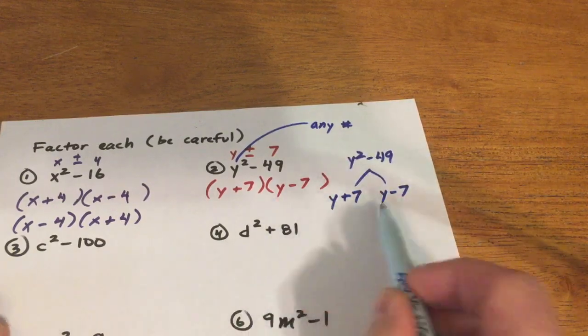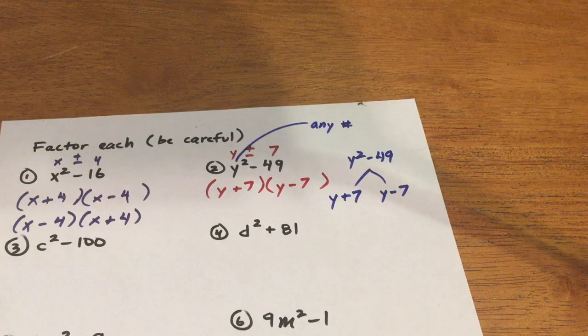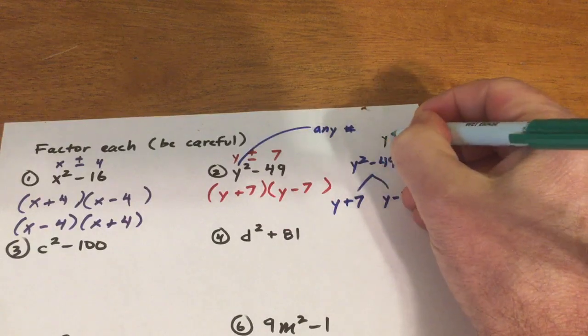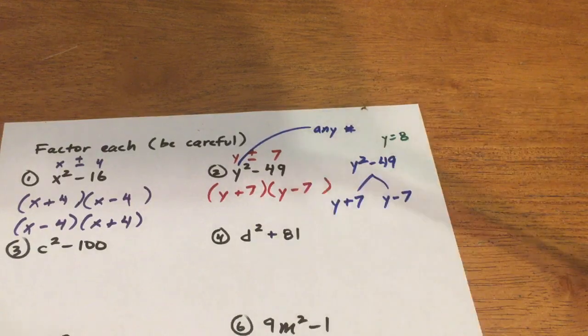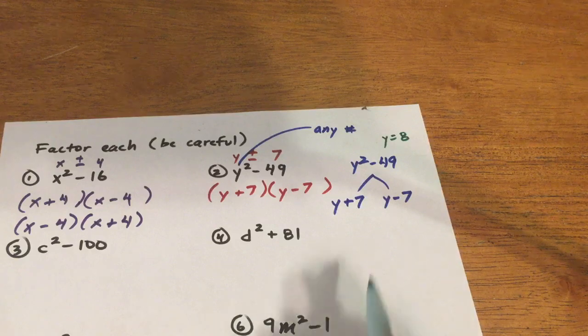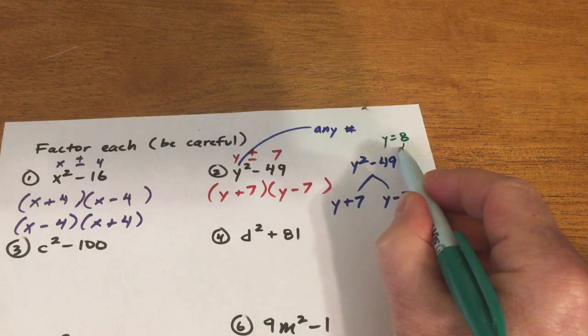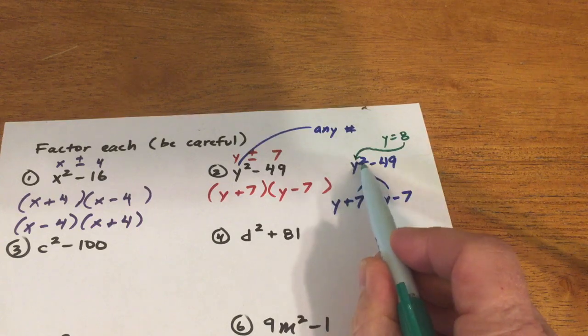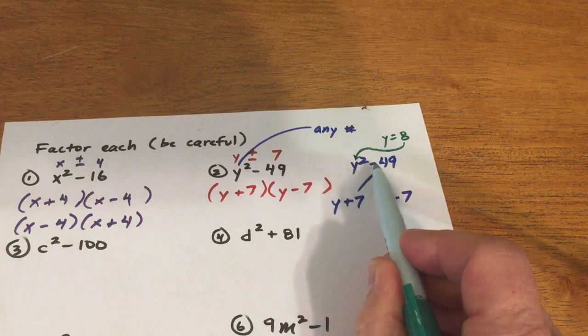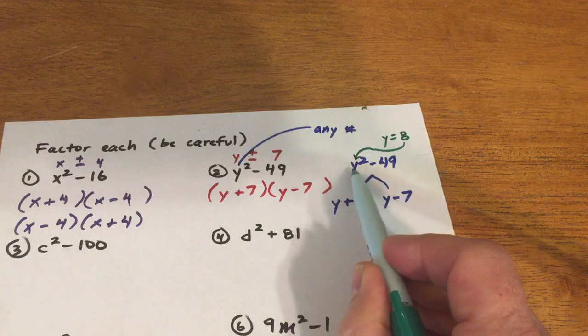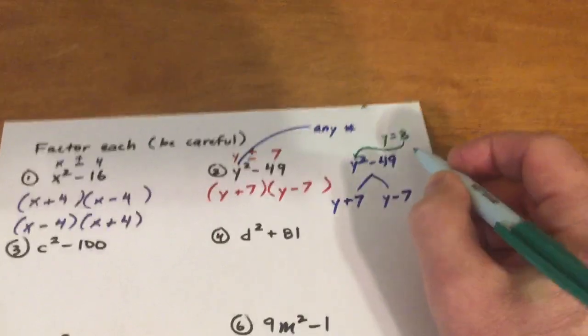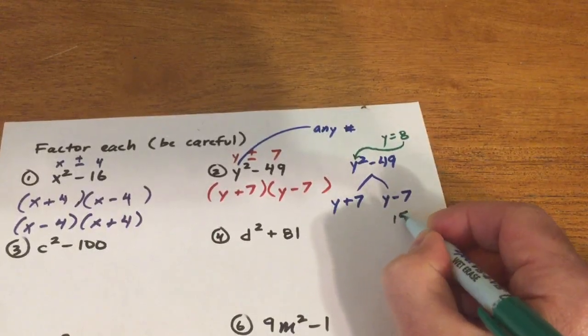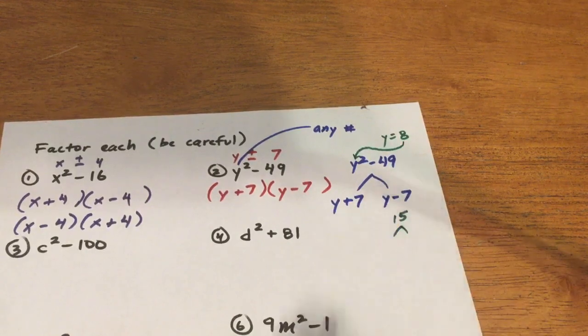Now, let's choose a number for y. You can choose whatever number you want. Doesn't matter. What I'm going to do is I'm going to go ahead and choose the number 8. But like I said, you can choose y to be whatever you want it to be. Let's take the number 8 and plug it in right here and see what happens. Well, we're going to get 8 squared, which is 64, minus 49. Well, what's 64 minus 49? That gives us a 15. So the top number there is a 15.